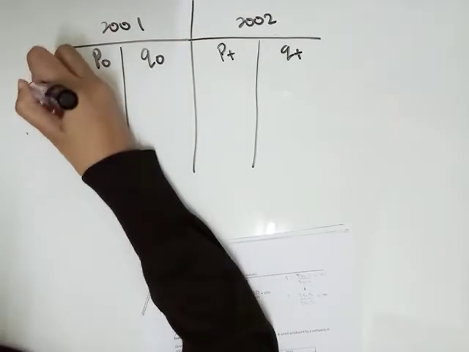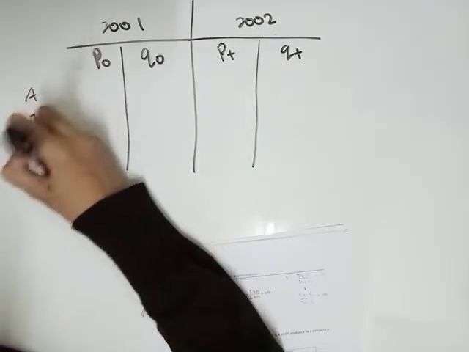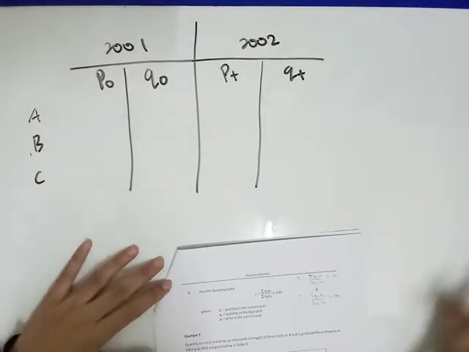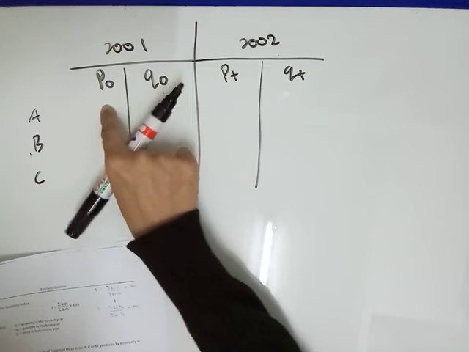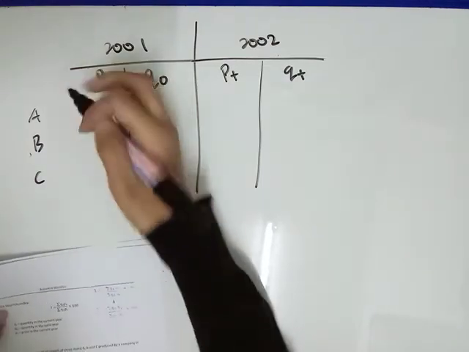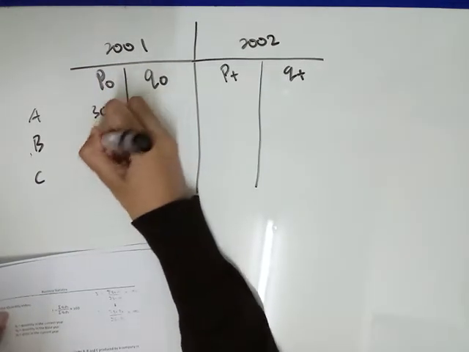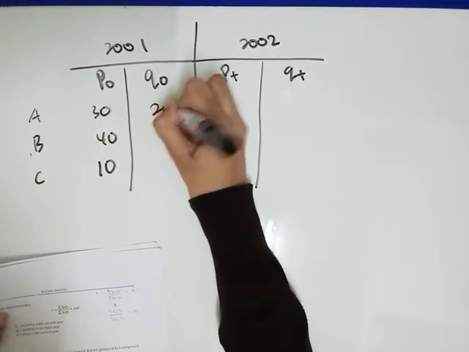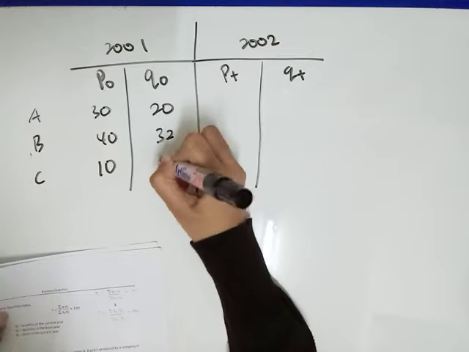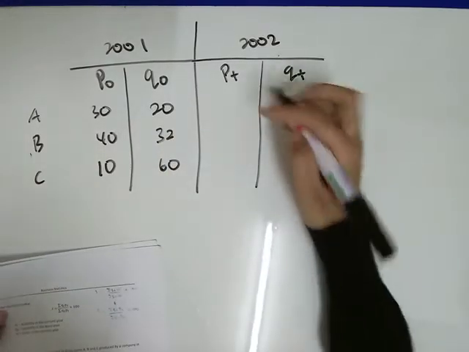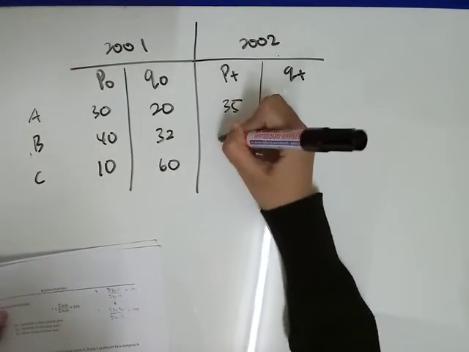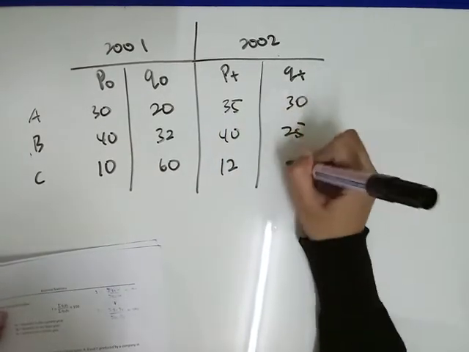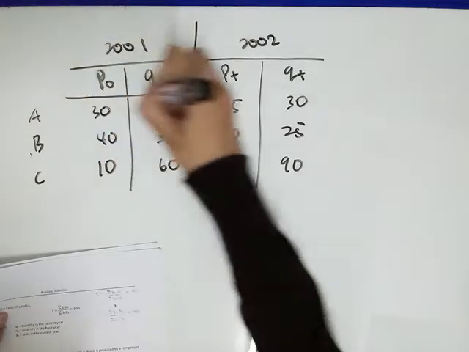Okay, this one is A, B, C. Okay, you can see it now. Alright, and then the price for the base year is 30, 40, 10. For quantity it is 20, 32, 60. For the current year, price is 35, 40, 12, and quantity is 30, 25, 90. Okay.